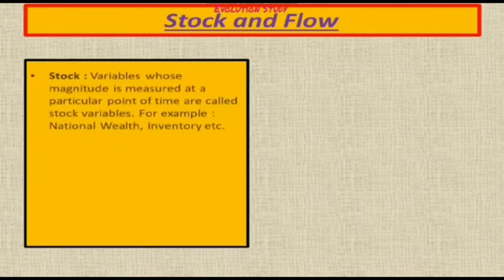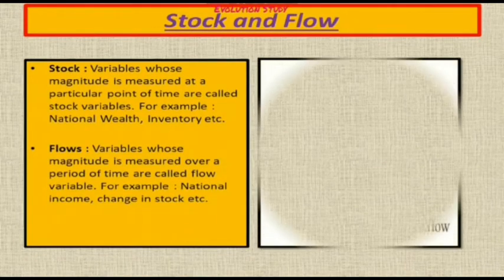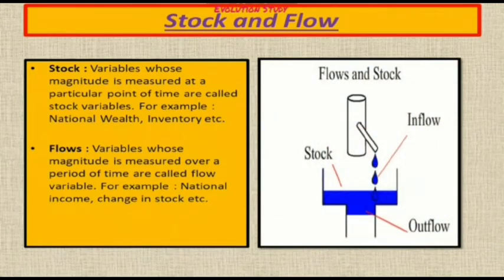Now let's quickly talk about stock and flow. Stocks are the variables whose magnitude is measured at a particular point of time and are called stock variables. For example, national wealth, inventory, etc. And what are flows? The variables whose magnitude is measured over a period of time are called flow variables. For example, national income, change in stock, etc.